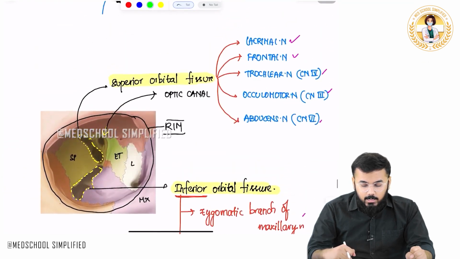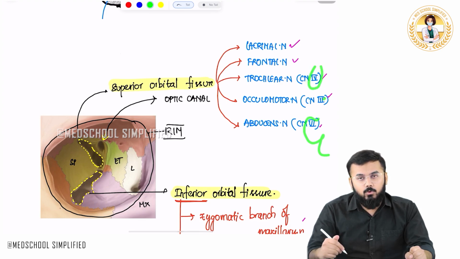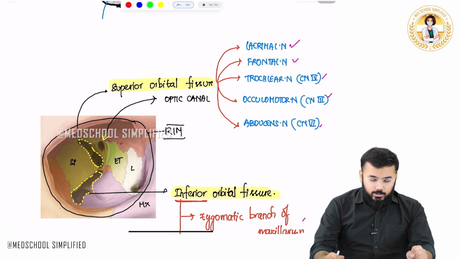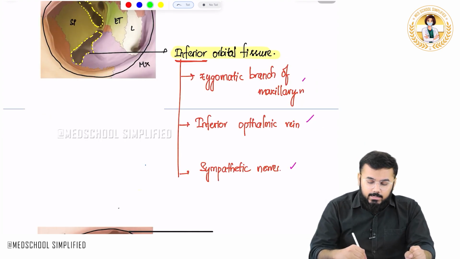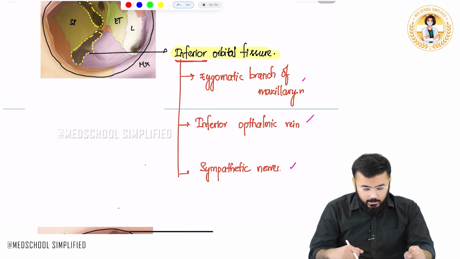So structures that are passing through the superior orbital fissure are cranial nerve number 3, double the 3 it is 6, and after 3 it would be 4. So 3, 4 and 6. Lacrimal nerve and frontal nerve additionally. Inferior orbital fissure has the zygomatic branch of maxillary, inferior ophthalmic and sympathetic nerves, right?